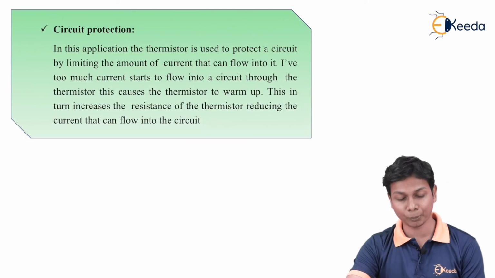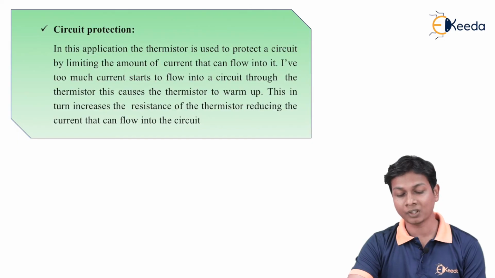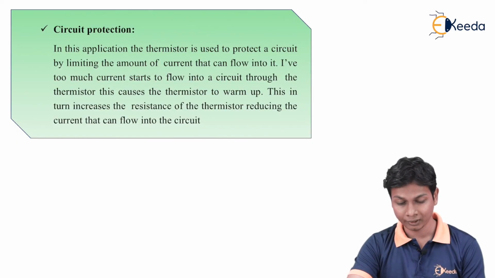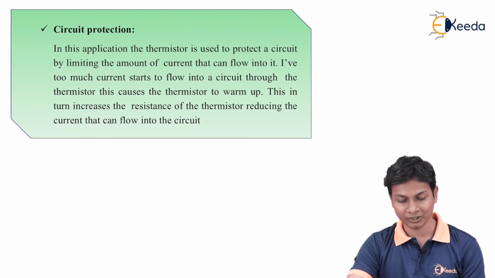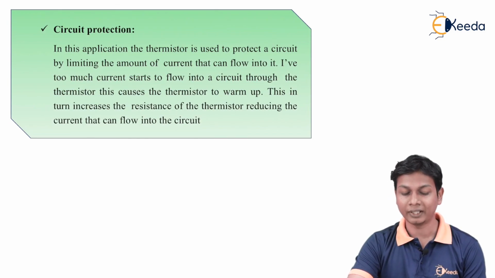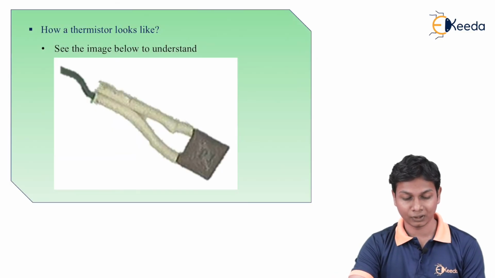Now, in circuit protection, the thermistor is used to protect a circuit by limiting the amount of current that can flow into it. If too much current starts flowing through the thermistor, this causes the thermistor to warm up and its resistance to increase, reducing the current that can flow through. Here is what a thermistor looks like.